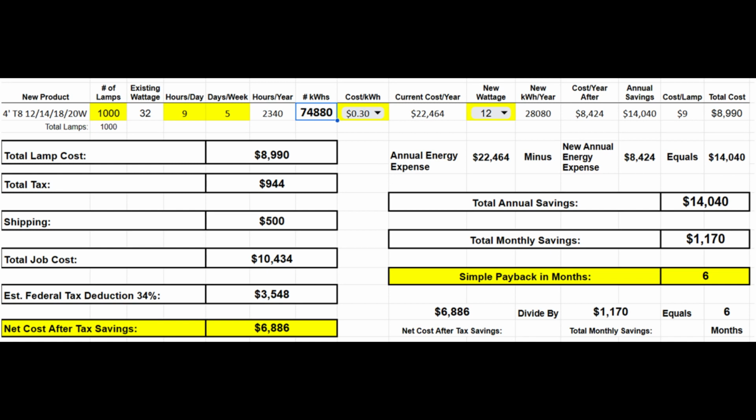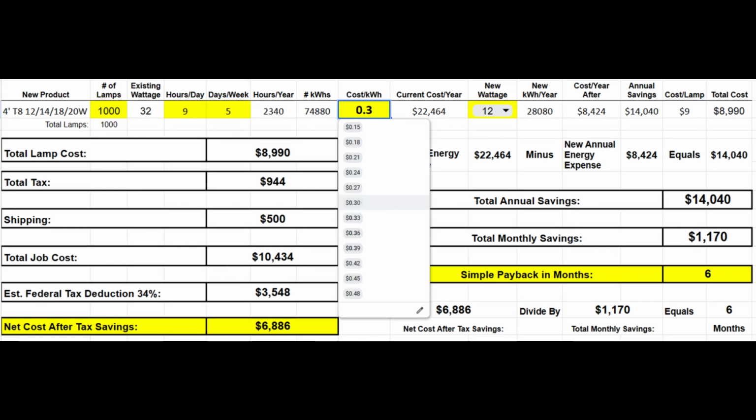If you multiply the number of lamps, 1,000, times 32 watts per lamp, times the number of hours of operation, which is 2,340, you get 74,880 kilowatt hours being used total per year. This is what they're being charged for by the utility. The customer is paying 30 cents a kilowatt hour, which you can see is being selected. You're able to change the kilowatt hour price if you're in a different zone.